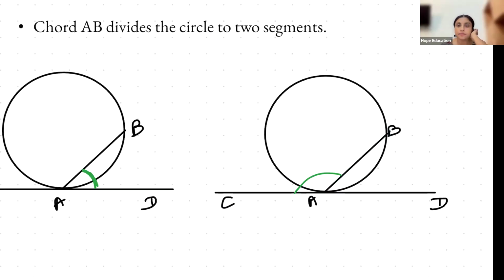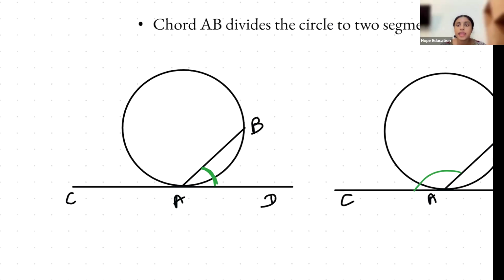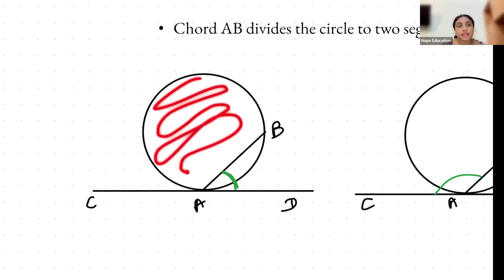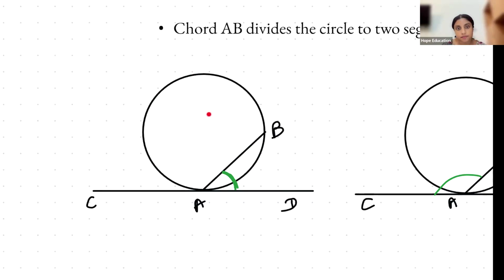So children, if I consider BAD, BAD is associated with this segment. If I say the alternate segment of BAD, that means not the segment associated with it, but the other segment. So the segment associated with this is this, no? Then what is the other segment? The other segment is this. So when I say alternate segment of BAD, the alternate segment of BAD is this segment.